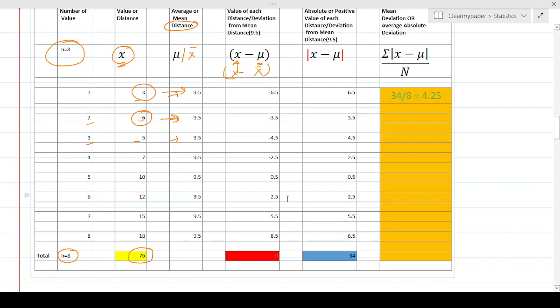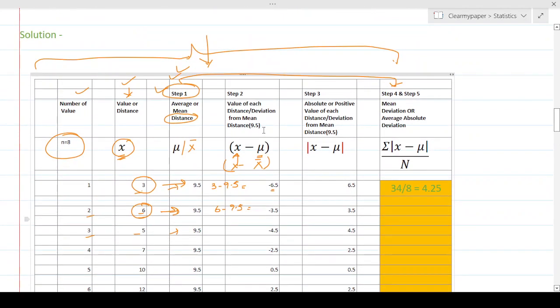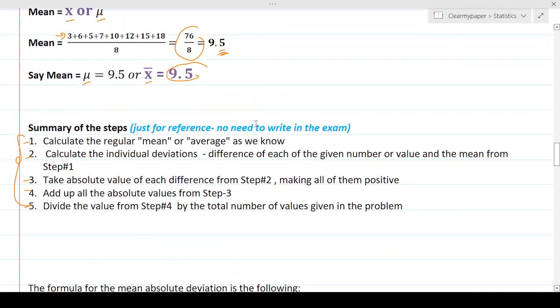Okay. So that means it's going to be 3 minus 9.5, which will be minus 6.5. Here it will be 6 minus 9.5. It will be minus 3.5. And that's how we calculate all the values. And that's your step 2. Okay, that step 2 is complete. And if you see here, that's what your step 2 is. Calculate all the individual deviations, the difference of each of the given numbers from the mean, which we got in step 1. That's what we've done. So we have completed step 1, we have completed step 2.